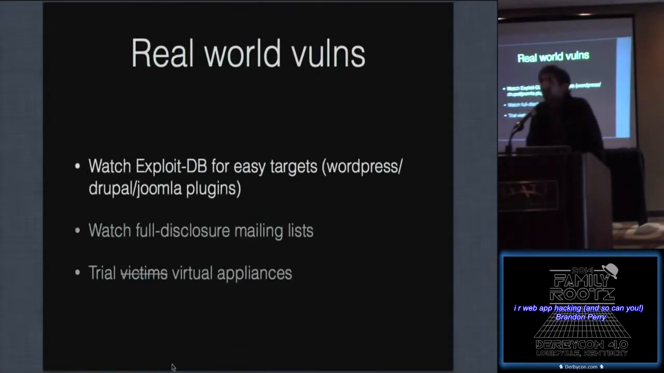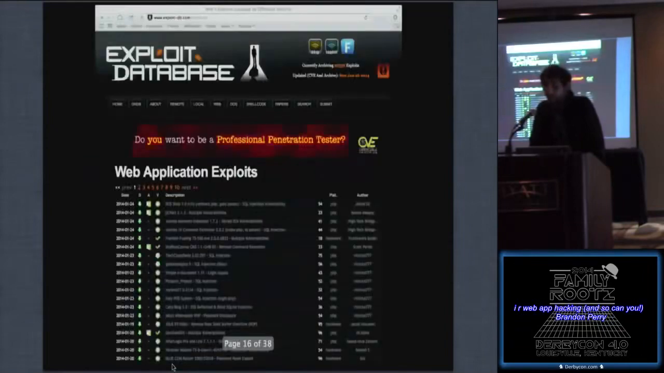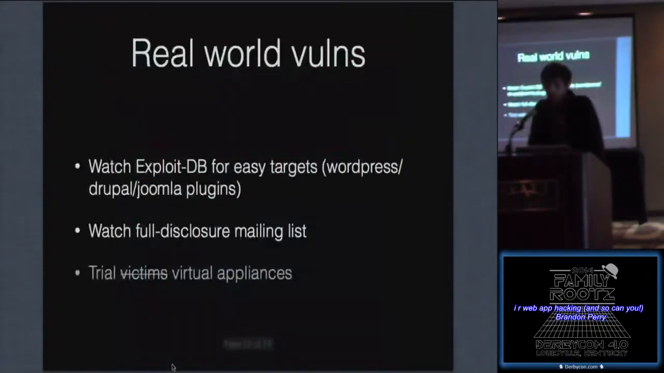If you're interested in looking at real-world vulnerabilities, watch ExploitDB for easy targets. There's tons of shoddy web apps or plugins for WordPress and Joomla and things that have SQL injections, open redirects, things like that. So go to Exploit Database. You can't really read it very well, but the top 4, 2 of them are Joomla plugins. So yeah, definitely look for that.